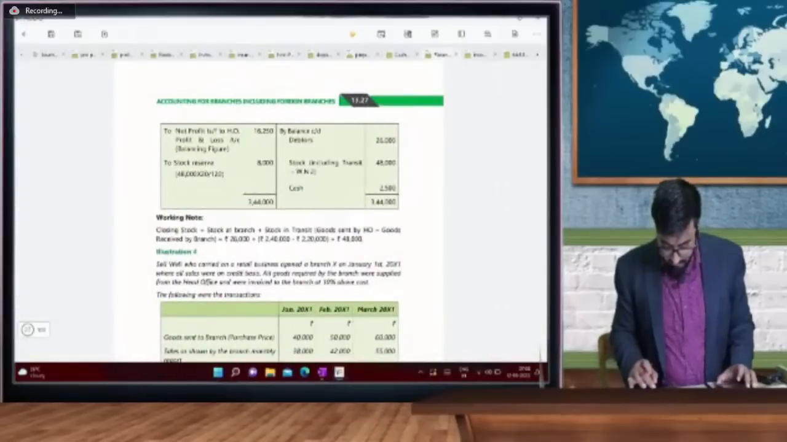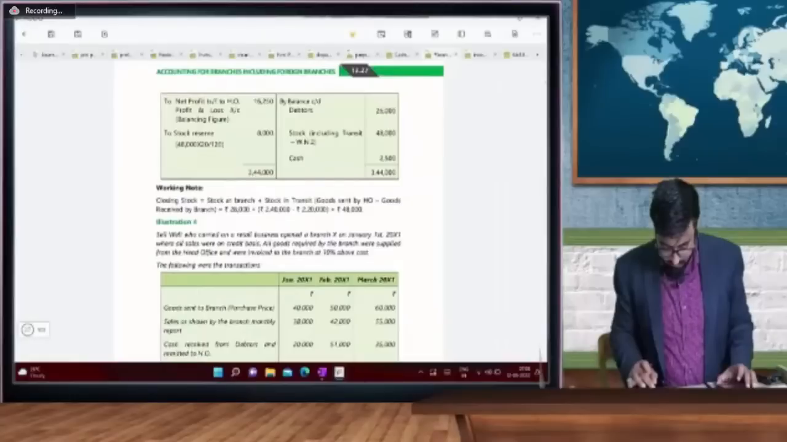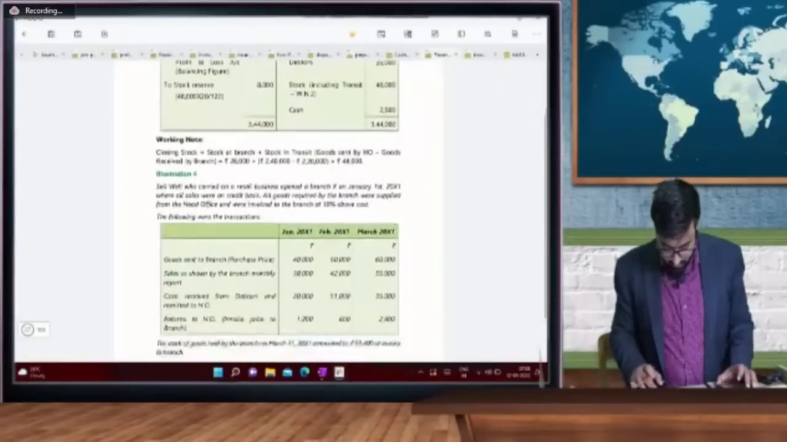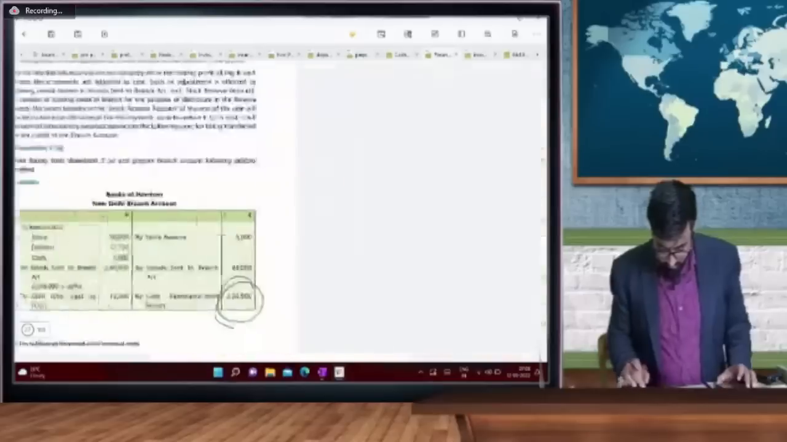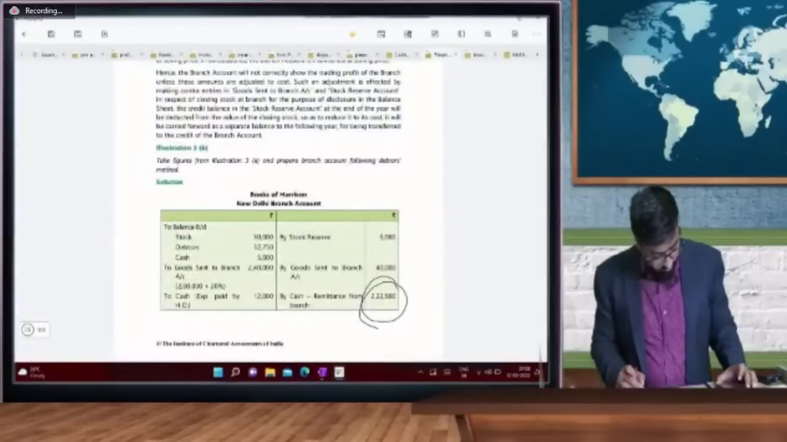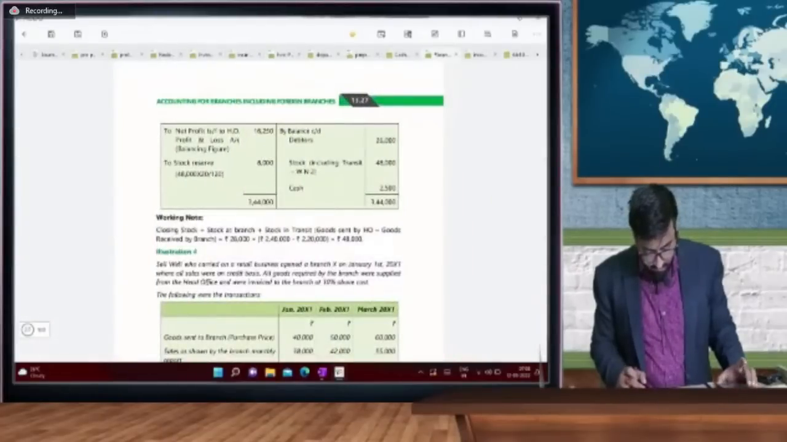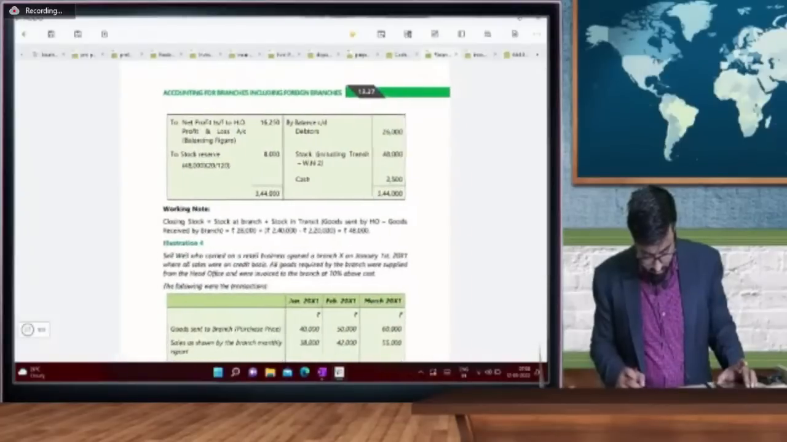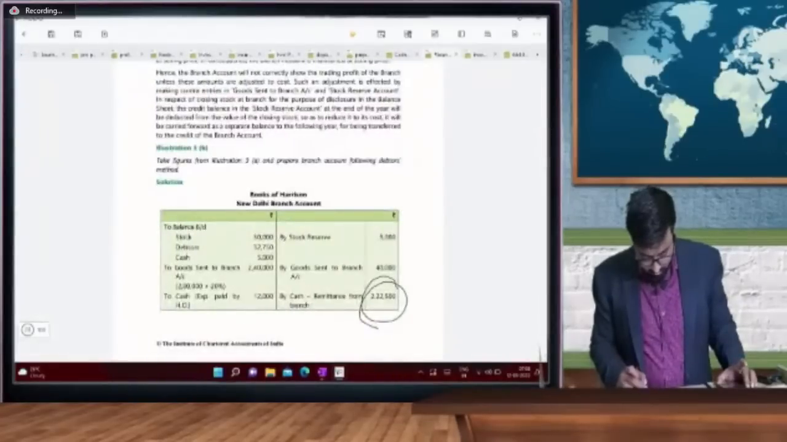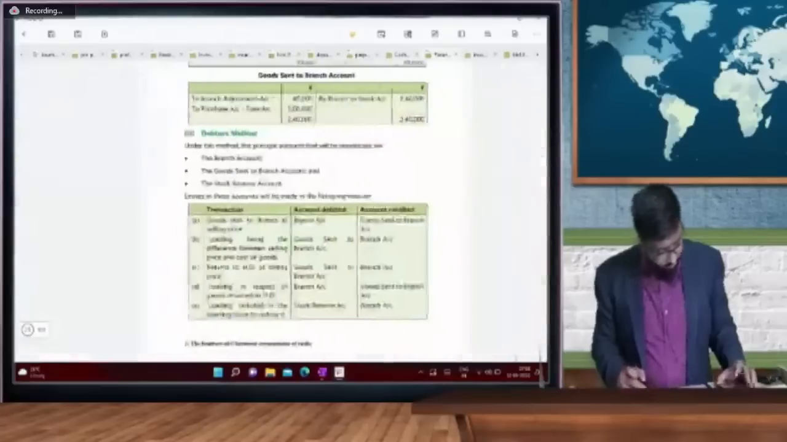Where cash collected is, where you are getting 163,500. No, I'm not getting it.